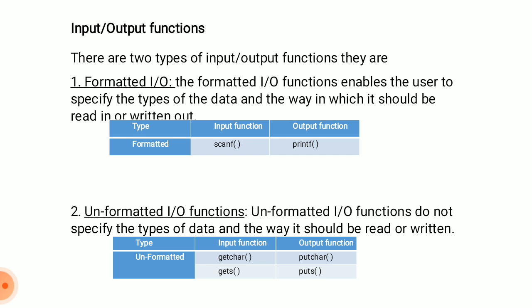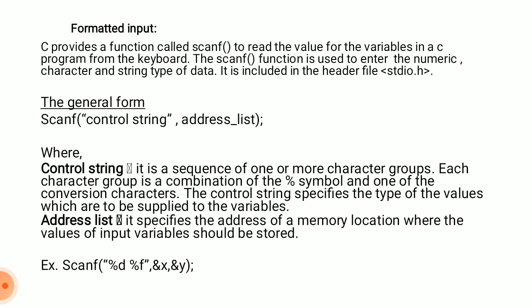Okay. So, these are the input output functions for formatted as well as unformatted. The formatted input function is scanf and the output function is printf. Unformatted input functions are getchar and gets, and output functions are putchar, puts. We will discuss getchar, putchar, gets, puts, scanf and printf in the next video. Okay. So, in this slide we will see what is a formatted input.